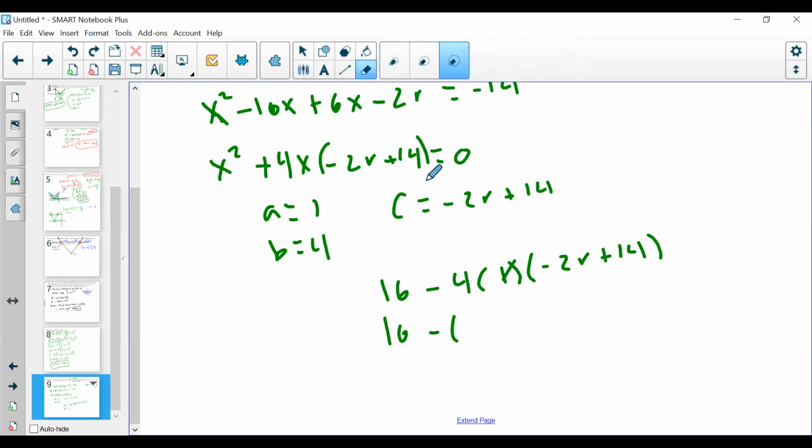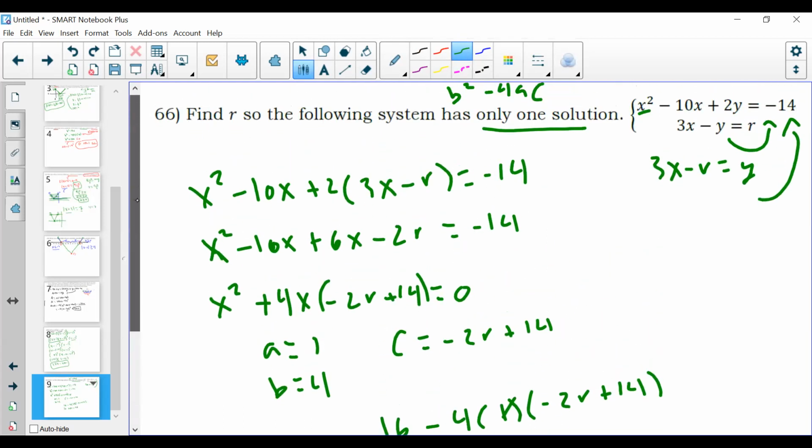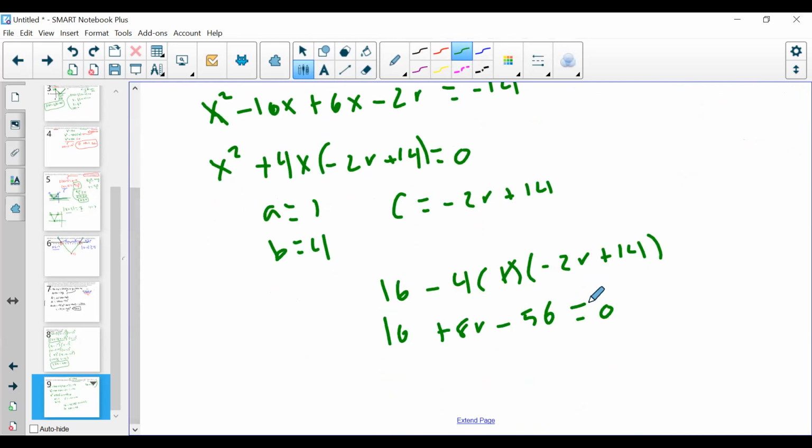So we can distribute out that negative 4. Let's do that actually. So we get positive 8r and minus 56. And I want this to be only one solution. I want this all to be equal to 0. One solution means your discriminant needs to be equal to 0. Is everyone with me so far? Does it make sense?